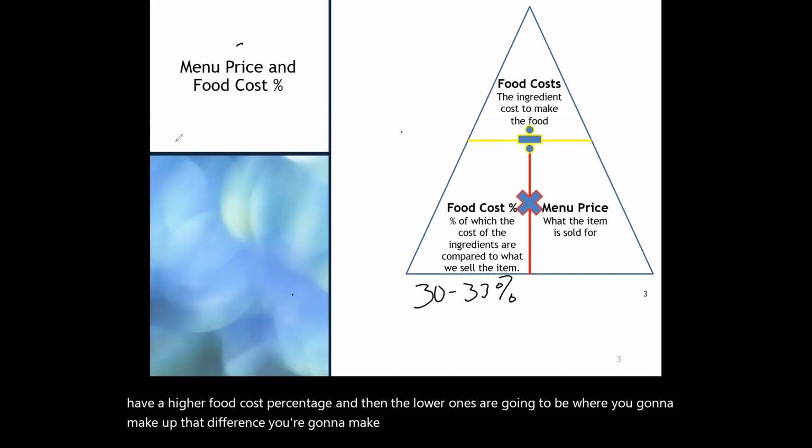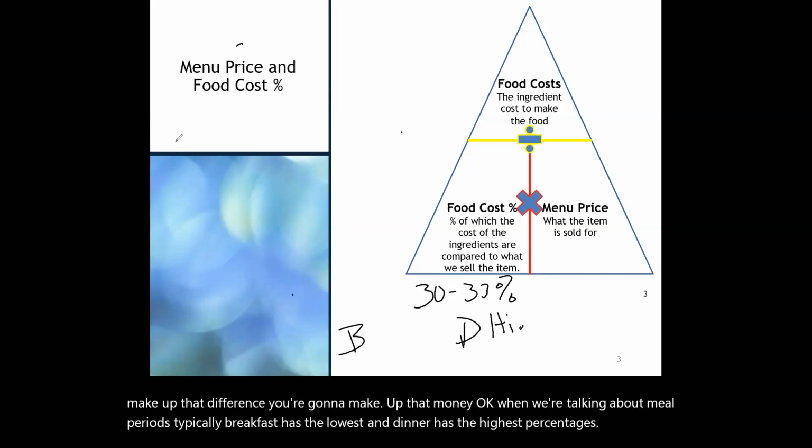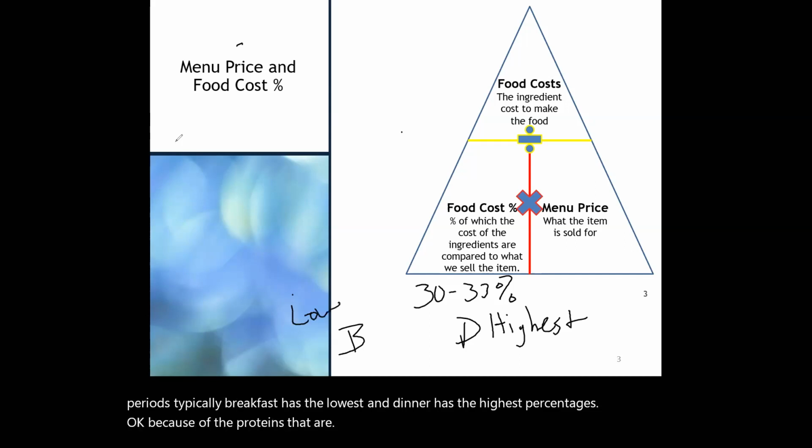Okay, when we're talking about meal periods, typically breakfast has the lowest and dinner has the highest percentages, okay? Because of the proteins that are usually involved with that. Breakfast typically has the lowest percentages and then dinner has the highest, and lunch is somewhere in between.